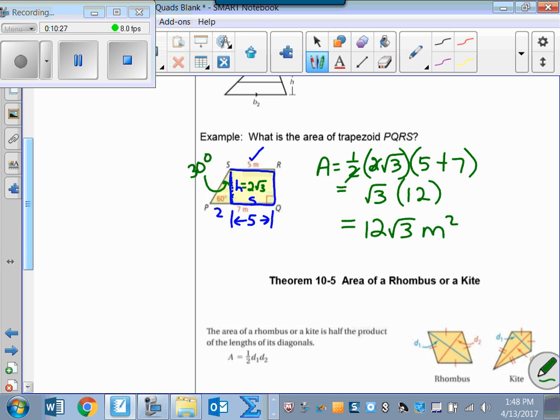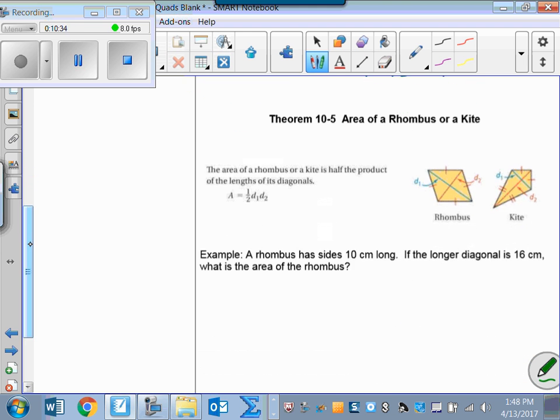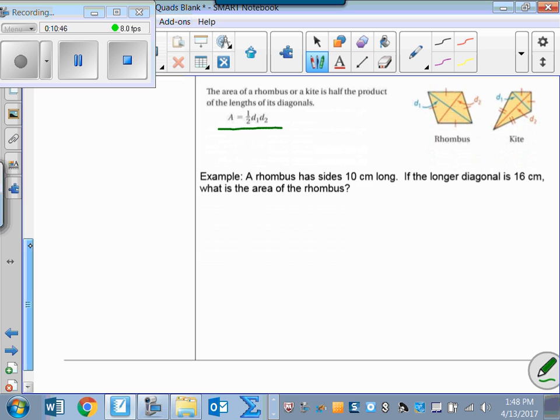All right, we've learned a lot already today, but let's do a little bit more. How about finding the area of a rhombus or a kite? Theorem 10-5 in your book says if I want to find the area of a rhombus or a kite, I have to multiply 1/2 times the length of the diagonals. So let's see an example.